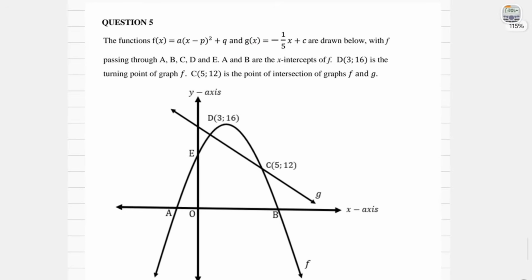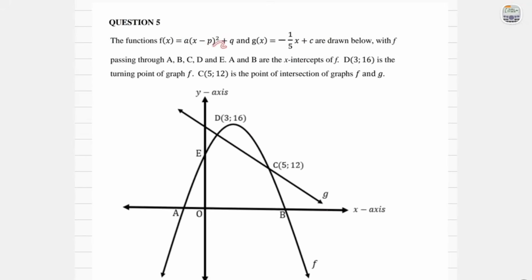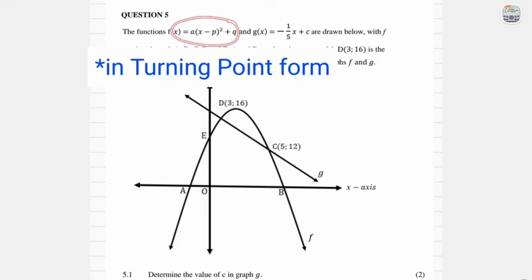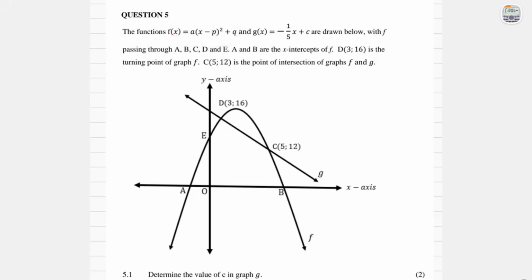Question 5 says, the function f of x is equal to a times x minus p all squared plus q. You can see that that is a parabola, and it is in the correct order of a parabola. They have not added a plus here or anything. And g of x is equal to -1 over 5 x plus c. The graphs are drawn below, with f passing through a, b, c, d, and e. A and B are the x-intercepts of f. D, 3 and 16, is the turning point of f. And then we have C, 5 and 12, is the point of intersection of graphs f and g.